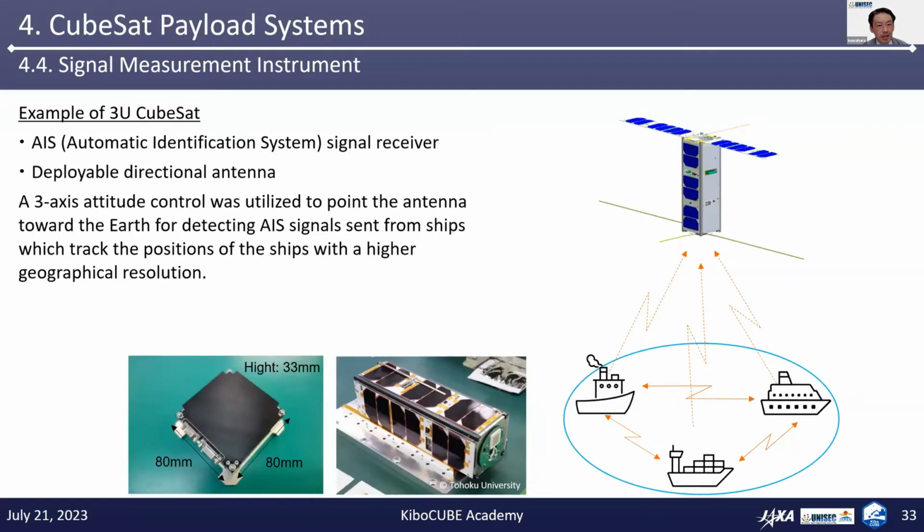The next example is the signal measurement instruments. So recently, receiving and analyzing ground-based AIS, the automatic identification system signals from space, is attracting interest. So in this case, the receiver and the deployable directional antenna system are the payload, as illustrated here. So in this example, a 3-axis attitude control is utilized to point the antenna toward the Earth for detecting the AIS signals sent from ships, enabling tracking the positions of the ships with a higher geographical resolution.